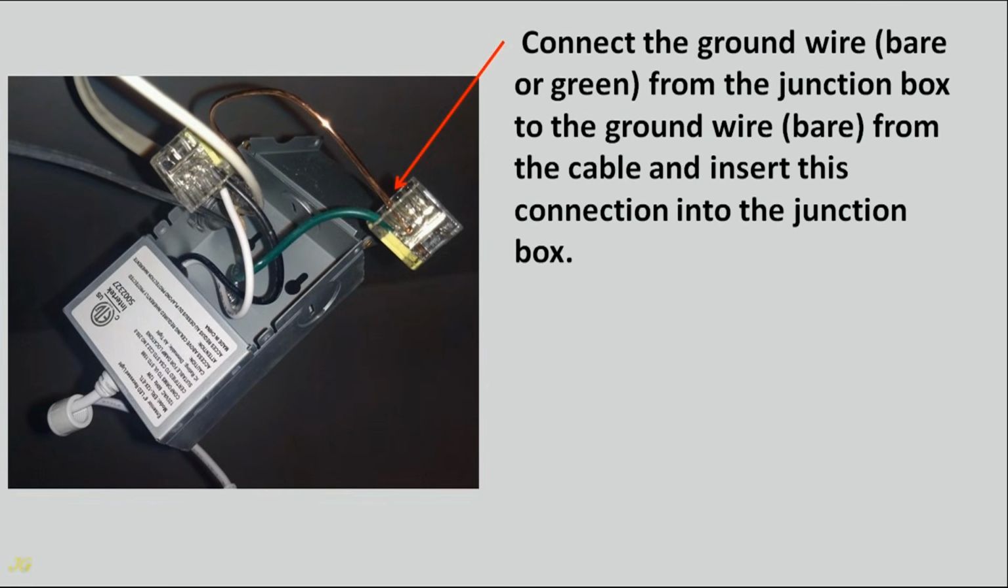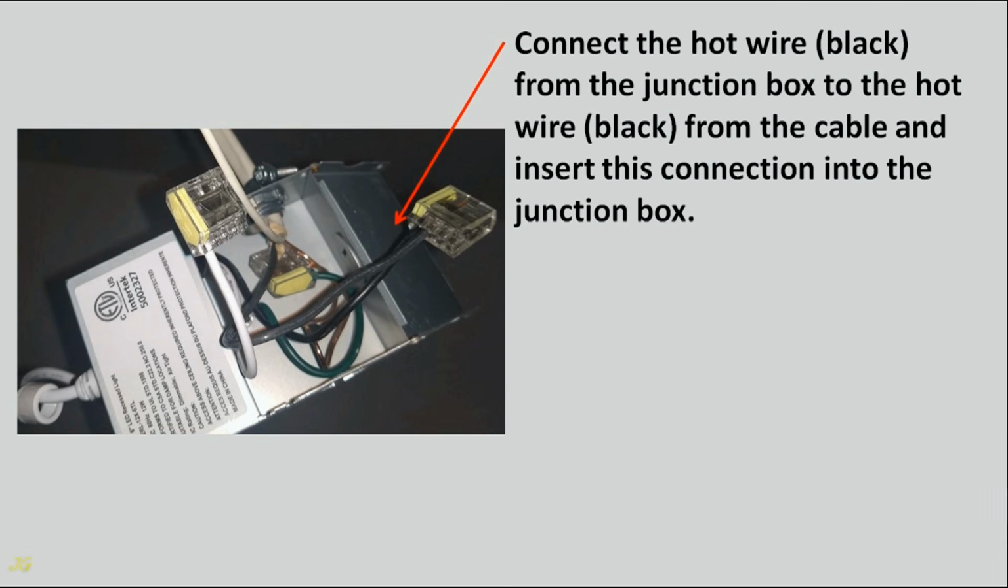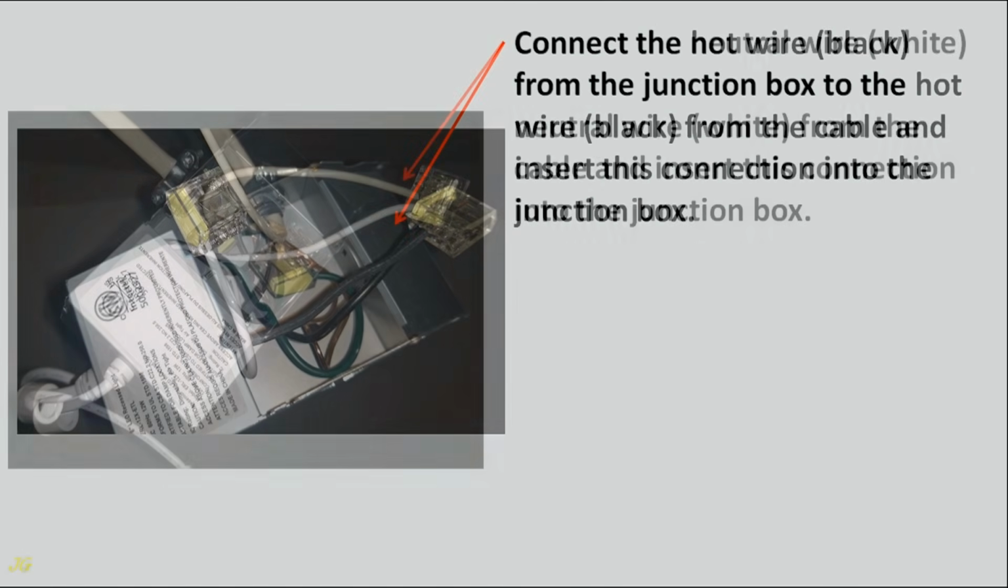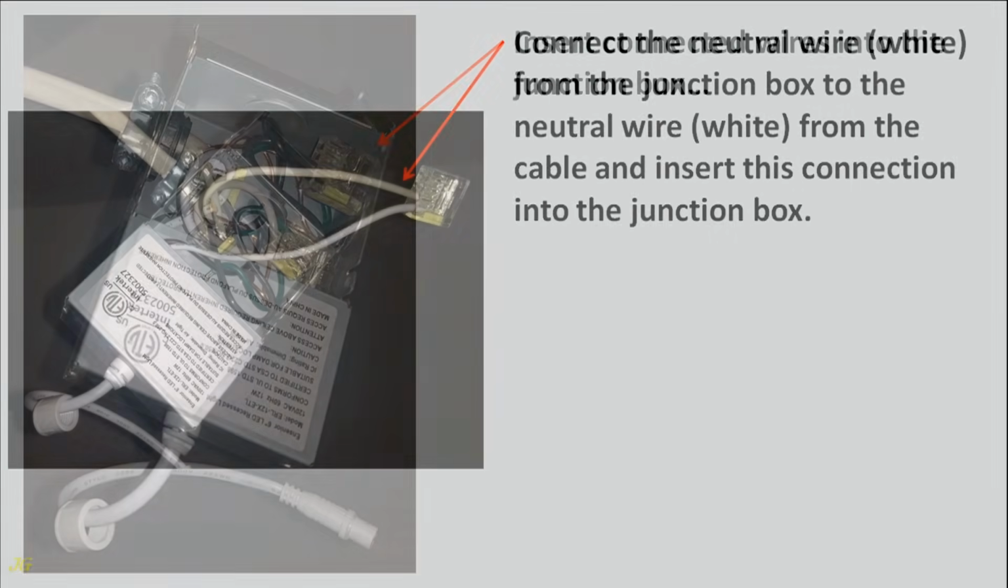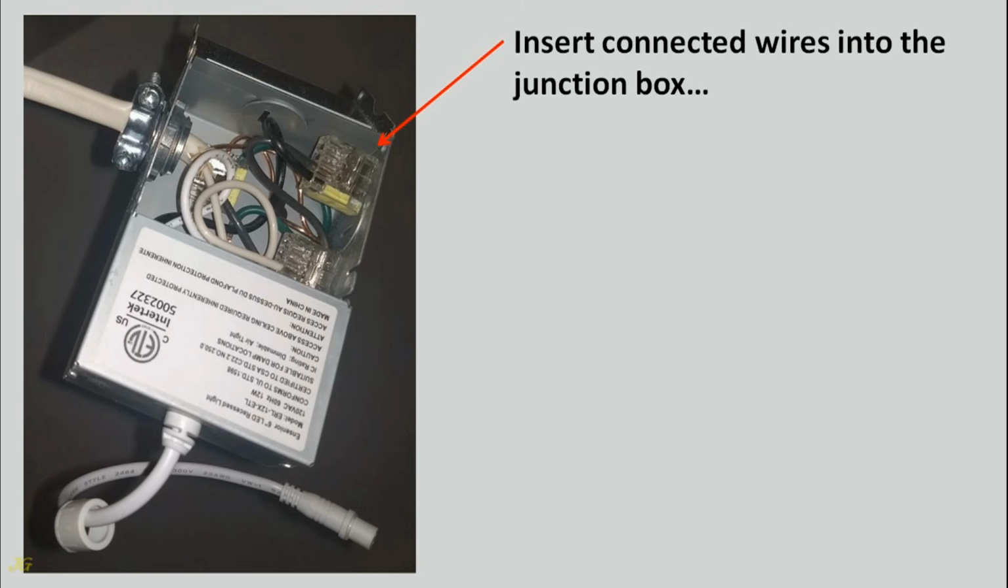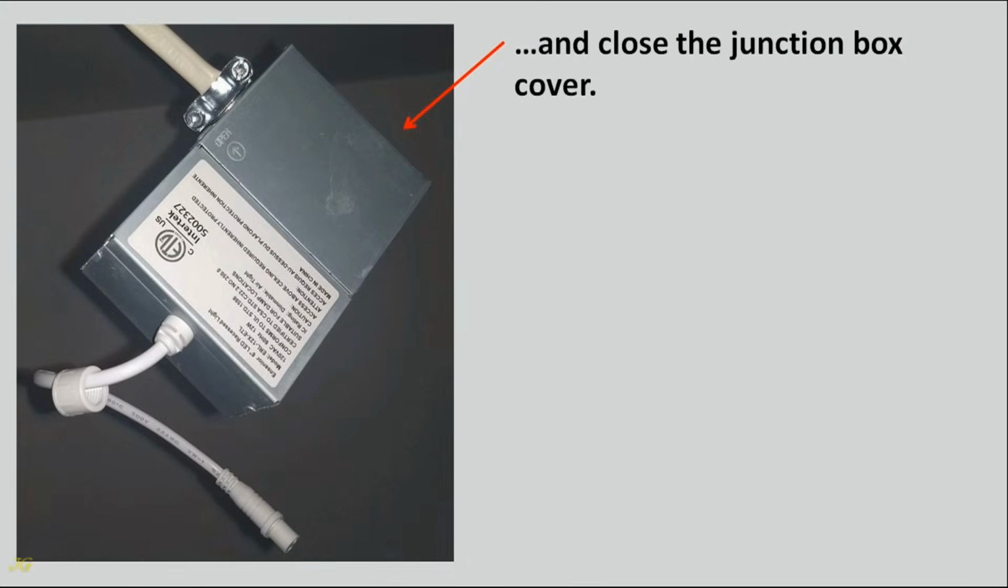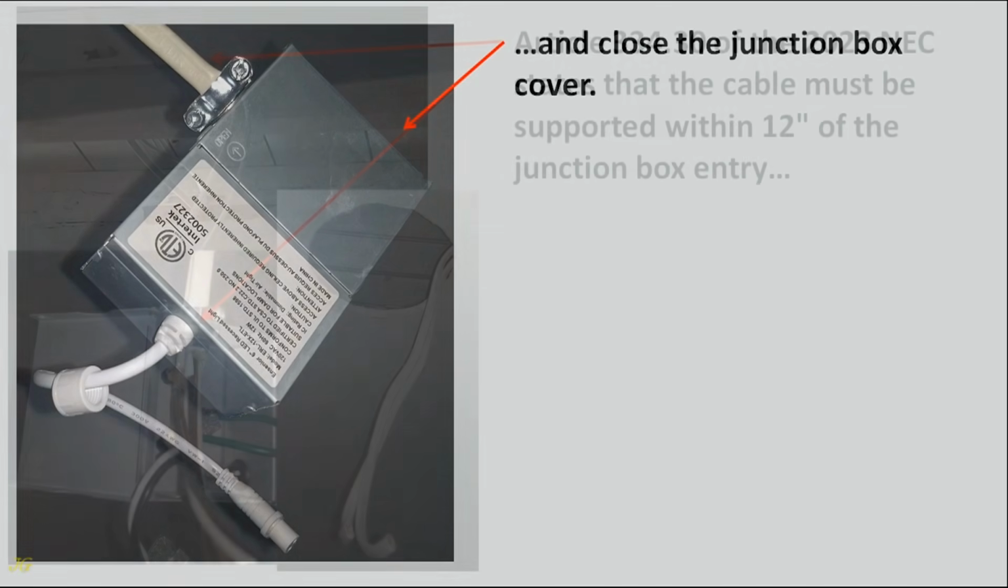Connect the ground wire, bare or green, from the junction box to the ground wire, bare, from the cable and insert this connection into the junction box. Connect the hot wire, black, from the junction box to the hot wire, black, from the cable and insert this connection into the junction box. Connect the neutral wire, white, from the junction box to the neutral wire, white, from the cable and insert this connection into the junction box. Insert connected wires into the junction box, and close the junction box cover.